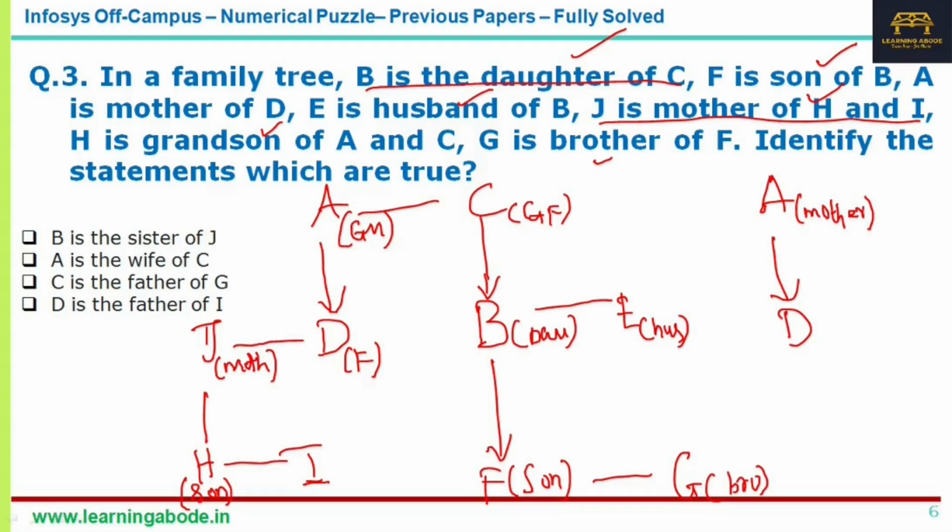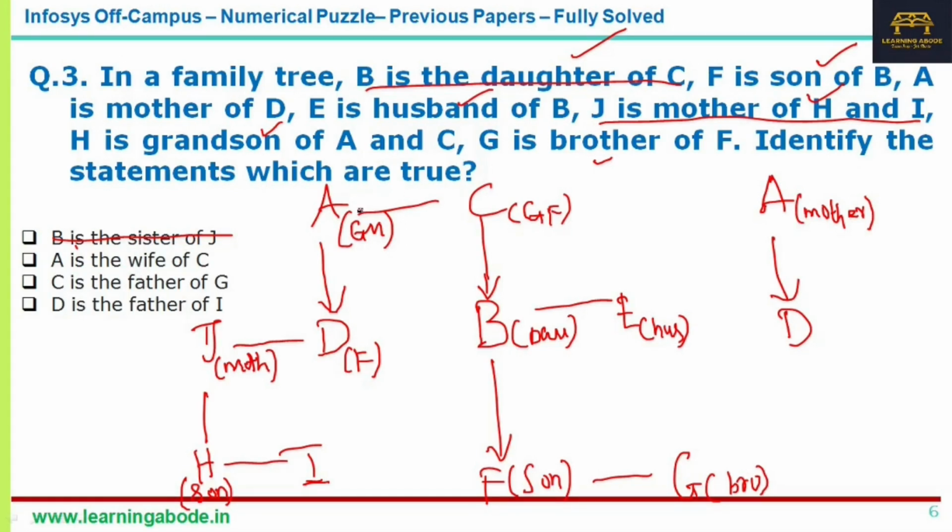Now what is the question here? Identify the statements which are true. So we have to check whether one statement is true or more than one statement is true. So first let's look at this. B is the sister of J? No, B is actually the sister of D. So B is not the sister of J, B is actually the sister-in-law. So the first statement is false, it is not true.